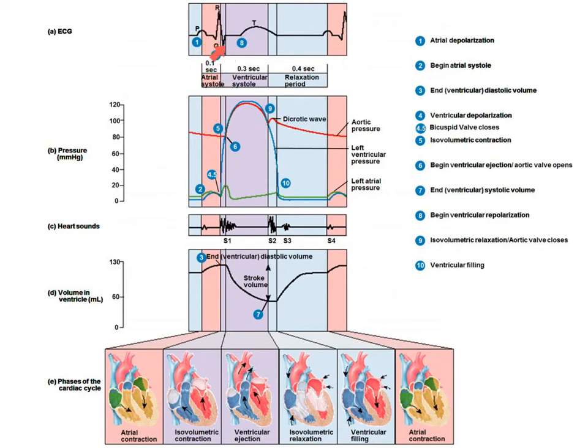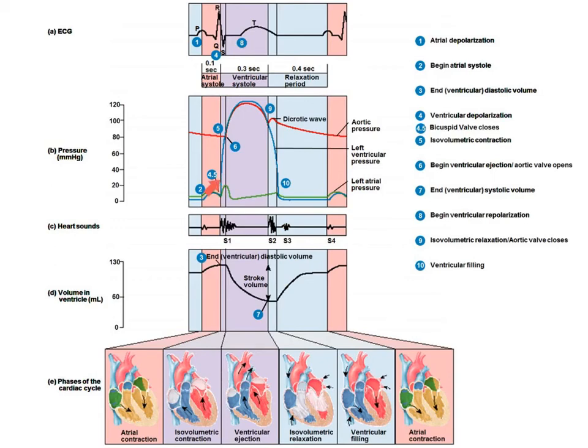Come back up to the ECG trace. From the QRS complex, what happens? The ventricle myocytes depolarize. As they depolarize, that leads to contraction or ventricular systole. So as the ventricles contract, what should happen to the ventricular pressure? Well, it should go up. So as the ventricular pressure is higher than the atrial pressure, what just happened?